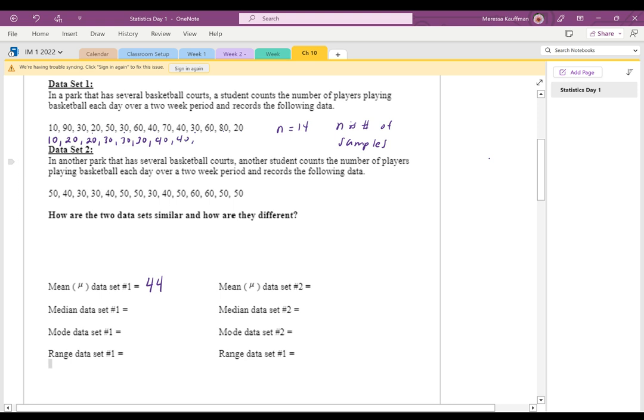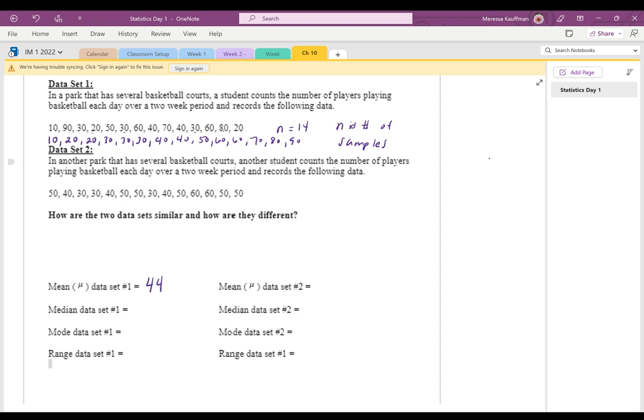And then I have 50. And I have how many 60s? 2 60s. I have a 70, an 80, and a 90. Let's just make sure I count it right. 1, 2, 3, 4, 5, 6, 7, 8, 9, 10, 11, 12, 13, 14. So I still have the same sample size.